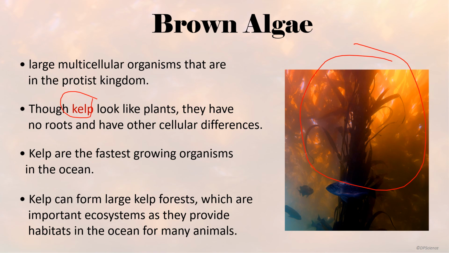Kelp can form large kelp forests, which are important ecosystems because they provide habitats in the ocean for many animals. And you can see in this picture right here, the smaller fish can go into this kelp and seek asylum to get away from bigger predators. And I'm sure that there are other organisms that are going to feed on these as well. So go ahead and add brown algae to your note page.